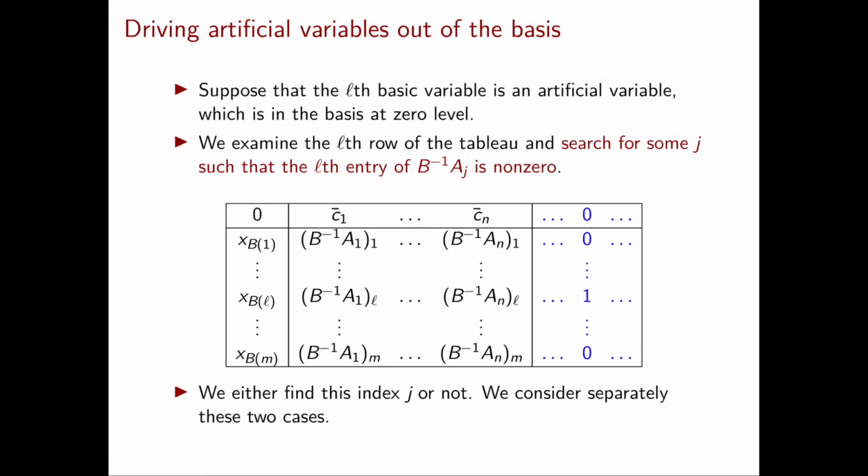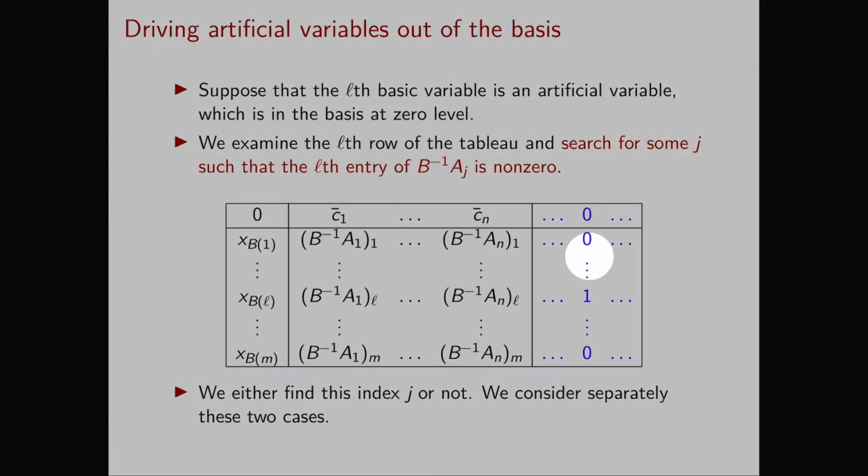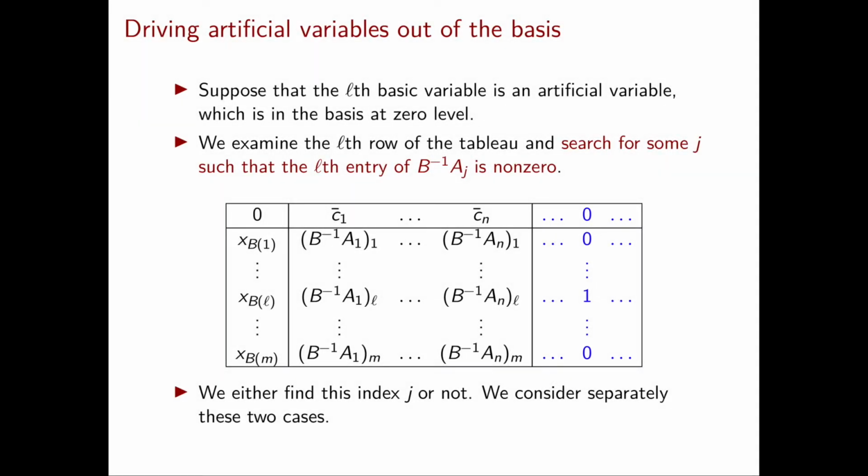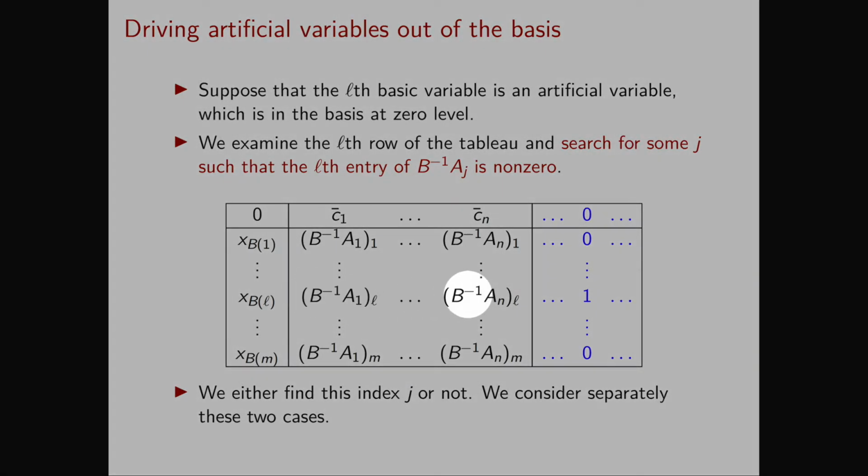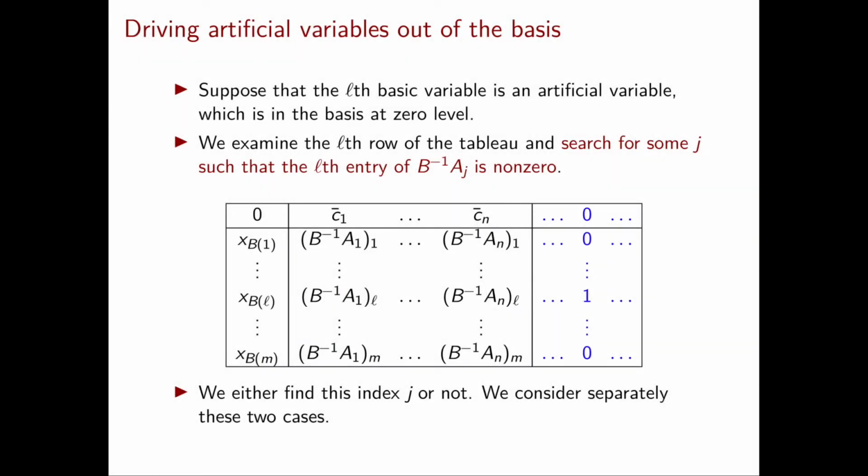Since xBL is an artificial variable, the corresponding unit vector with 1 in the row L will be a column corresponding to the artificial variables. Therefore here, in this blue zone, which is at the right of my dividing line that divides the original variables from the auxiliary variables, we search in the nth row of the tableau, and only in the columns corresponding to the original variables, for a non-zero entry.